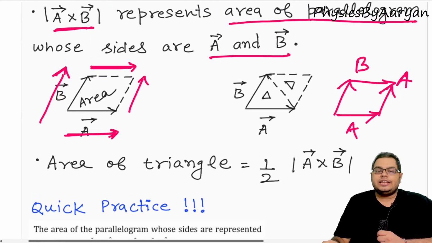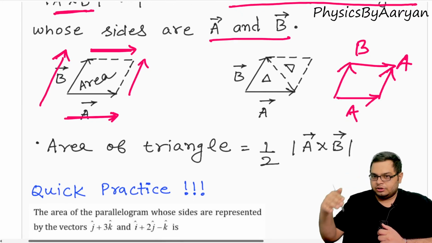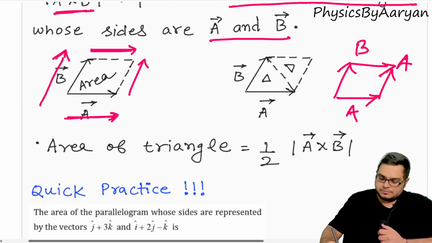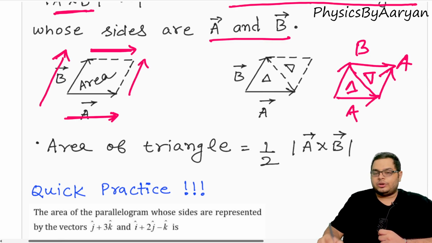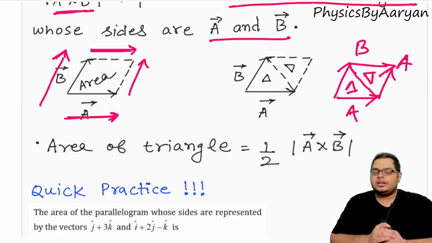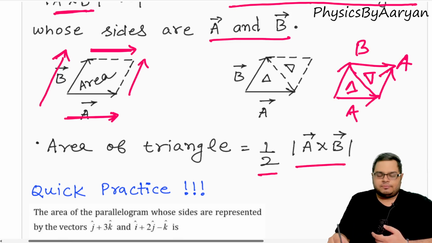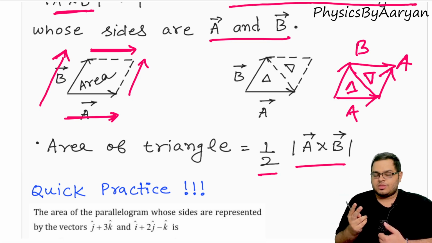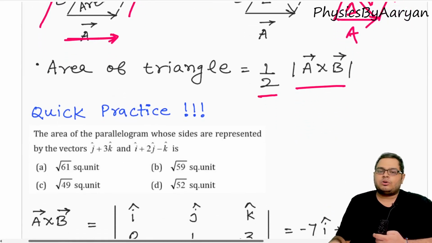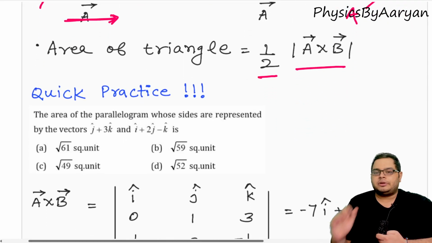Sometimes they also ask the area of the triangle, because if you cut a diagonal in this parallelogram, you get two triangles. This is one triangle, this is another triangle. So a cross b can also make a triangle, right? So sometimes they ask you to find the area of the triangle. In that case, area of the triangle is just half of the area of the parallelogram, because if I cut a diagonal, I divide my parallelogram into two triangles. So the area of one triangle is half of the total area of the parallelogram. Area of parallelogram is the magnitude of a cross b.